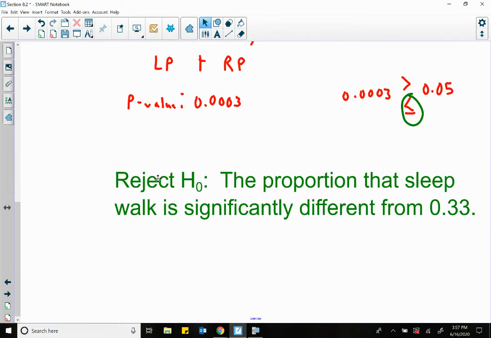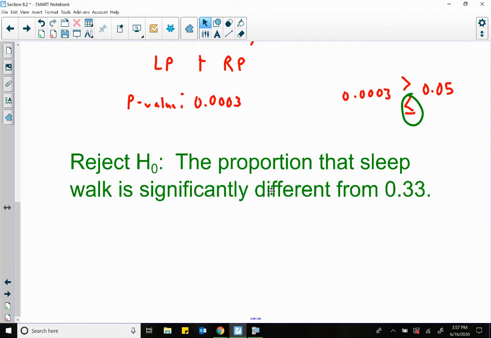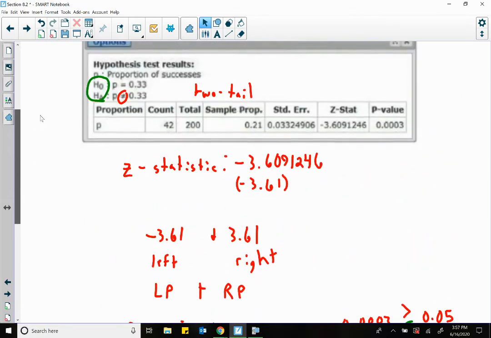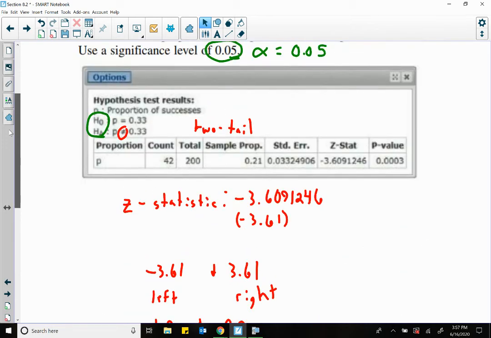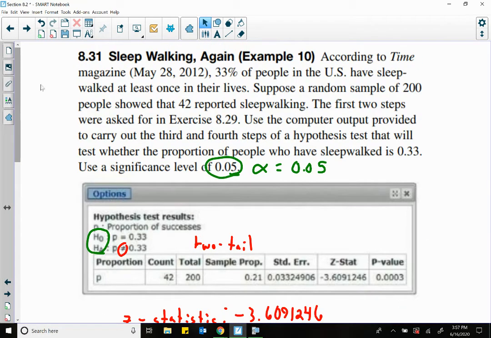So when we reject it, that means we have significant differences. Okay? If we don't reject it, then there are no significant differences. Okay? So when we reject it, that just means that the proportion is significantly different from what they stated. Okay? Which means that it's something else. It might be higher, it might be lower, who knows? But we know that we rejected this because there is significant difference. Okay? So that's what the interpret phase is kind of like.